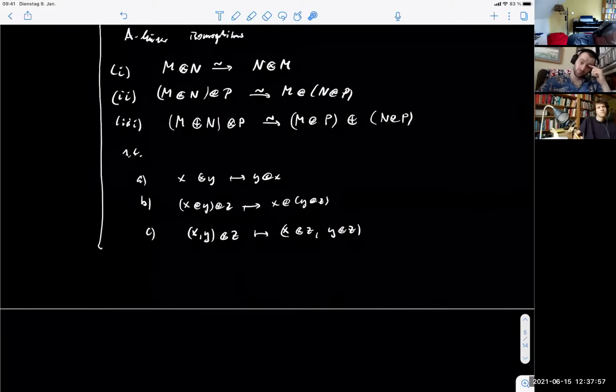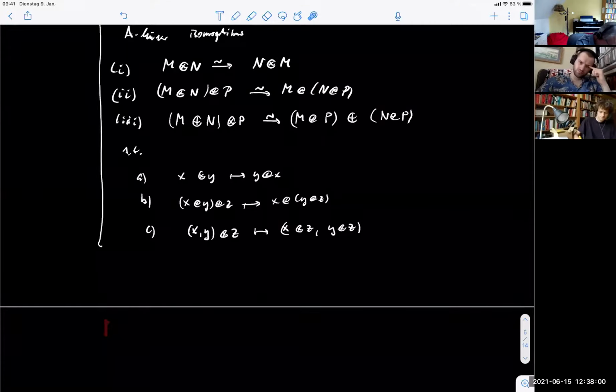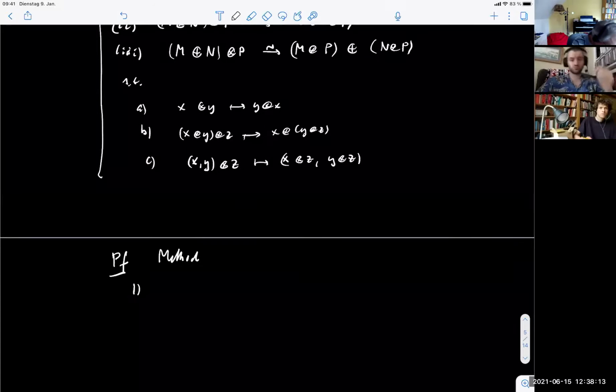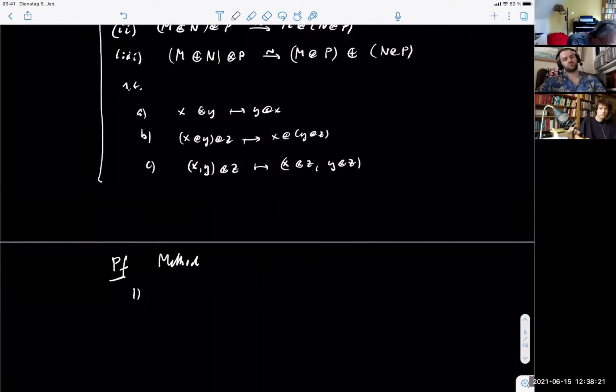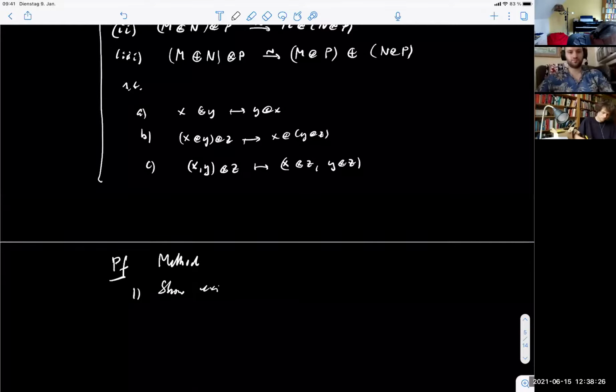Let me explain a little bit. Not every step, it would be just too boring, but I say in principle how it goes. So the proof method is always the same, two steps. First, you show the existence. I have to come up with these maps. I show the existence of the A-linear maps via universal property.